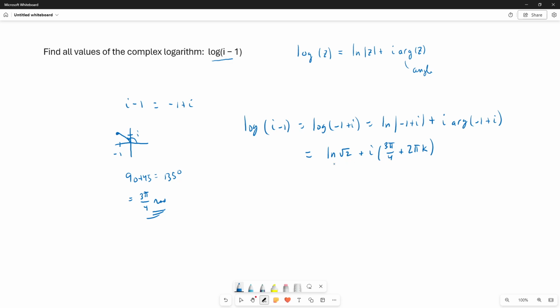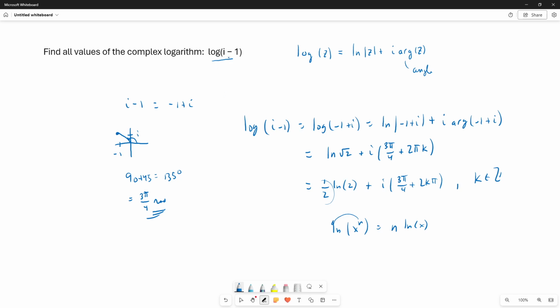So this is an answer, and the log of the square root of 2 can be rewritten as 1/2 log 2 using a property of logarithms, where k is an integer. The property of logarithms is the logarithm of x to the n is n times the log of x. The square root of 2, of course, has a 1/2 power, and that power can be brought to the front.